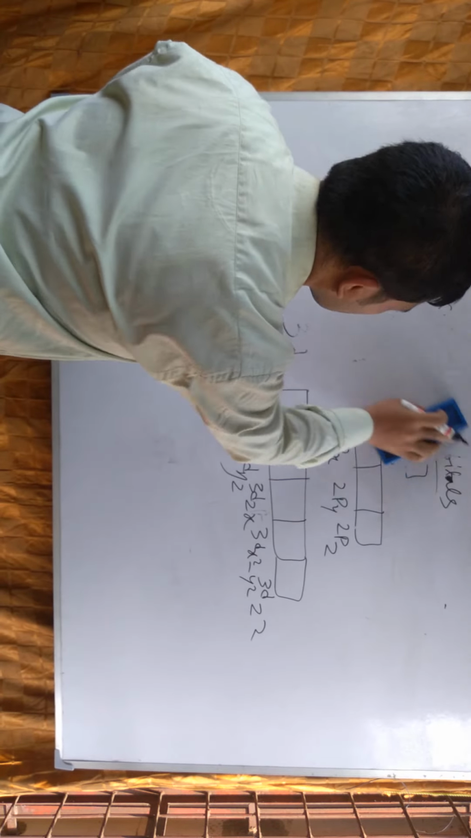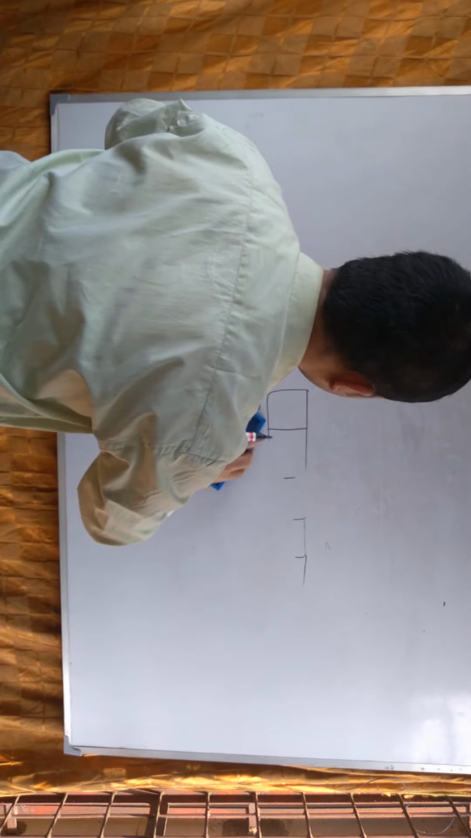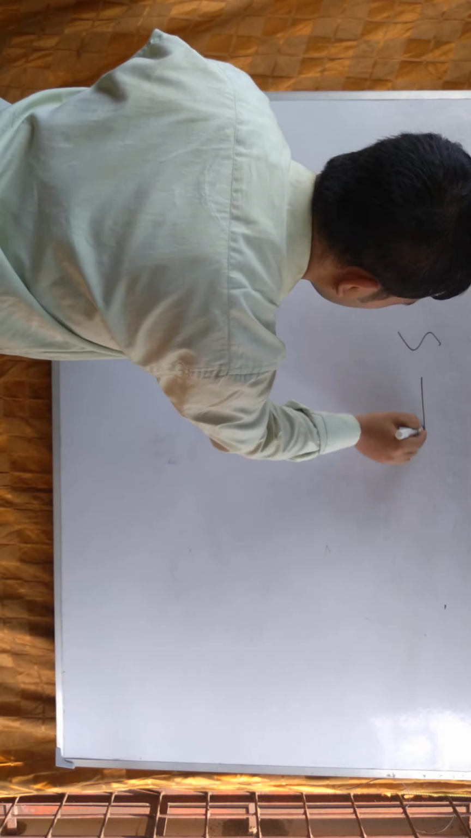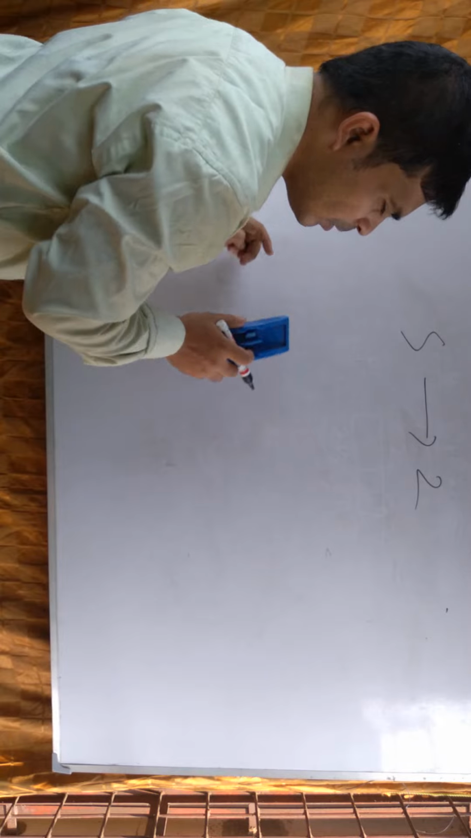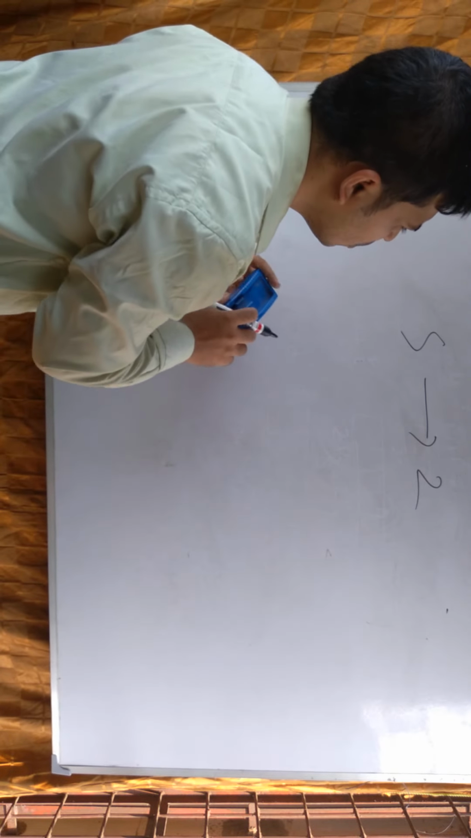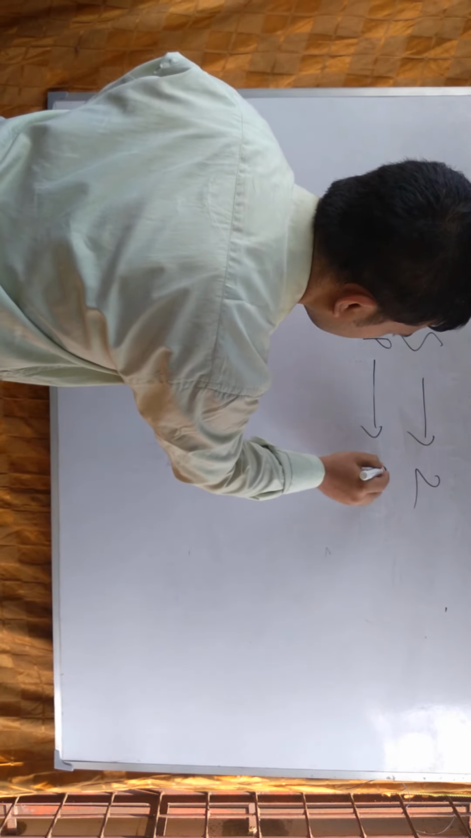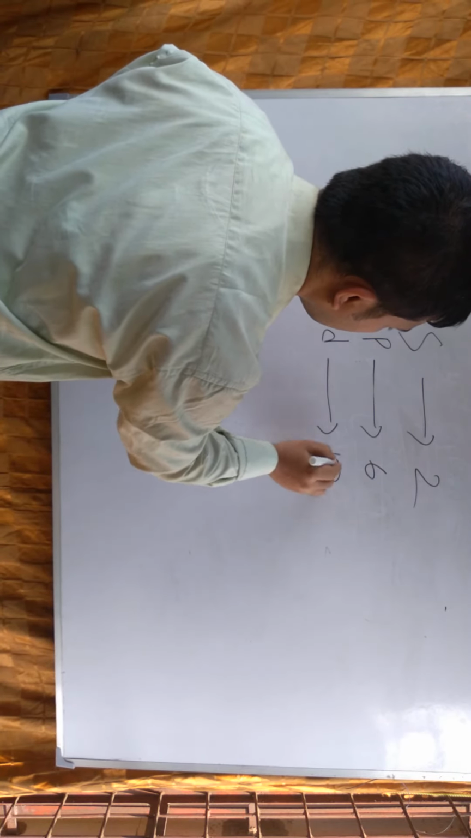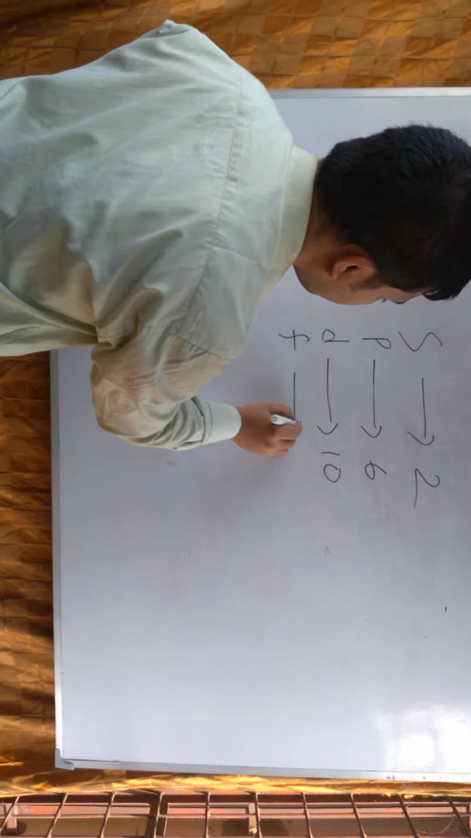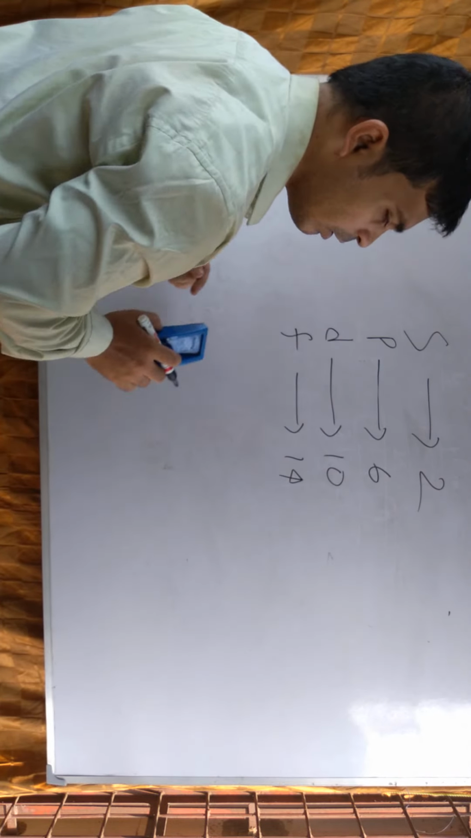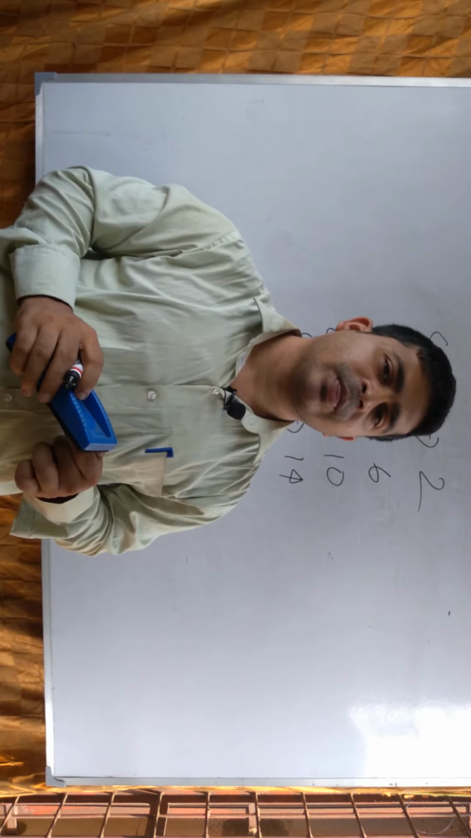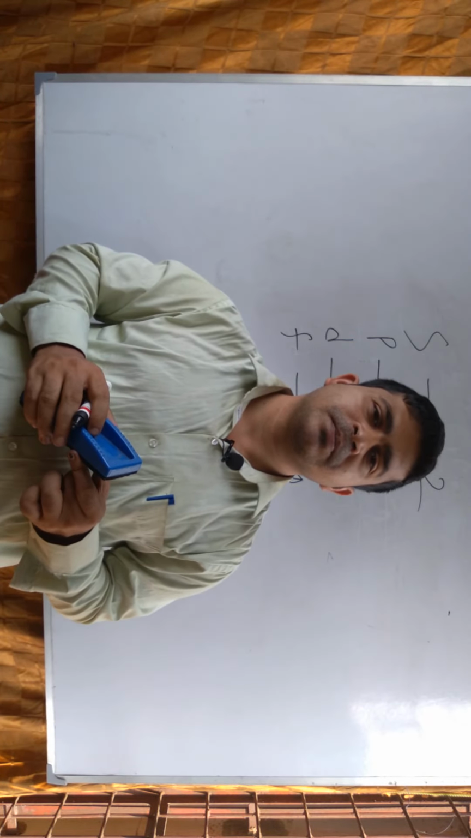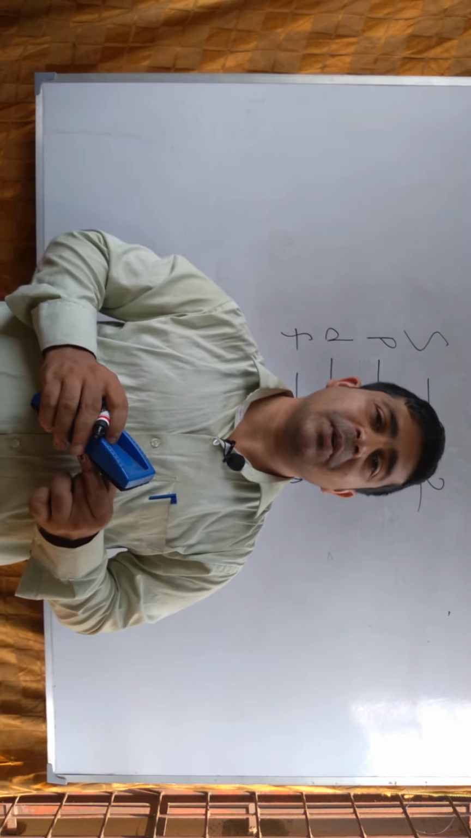Now we have to understand the maximum number of electrons present in a subshell. For the s subshell, the maximum number of electrons is 2. For p, the maximum is 6, for d it is 10, and for f the maximum number of electrons that it can accommodate is 14. So these are the maximum electron capacities of a subshell.